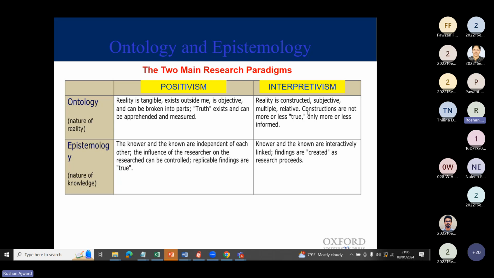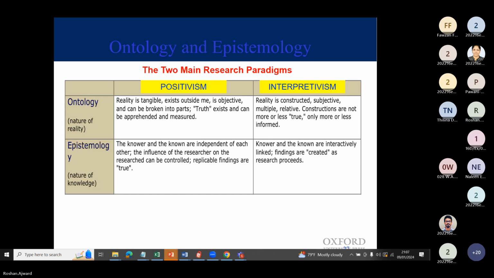So just understand that there are two types of researchers. One type of researchers think there's one objective reality that could be measured tangibly and tested, right?